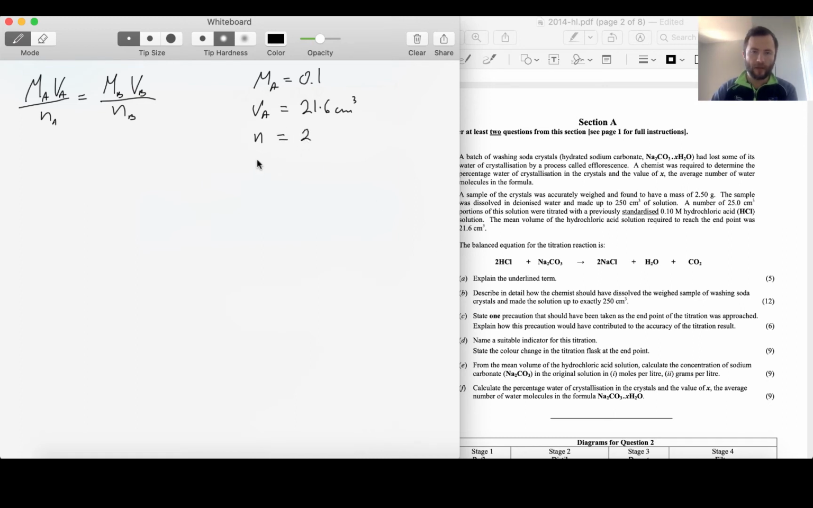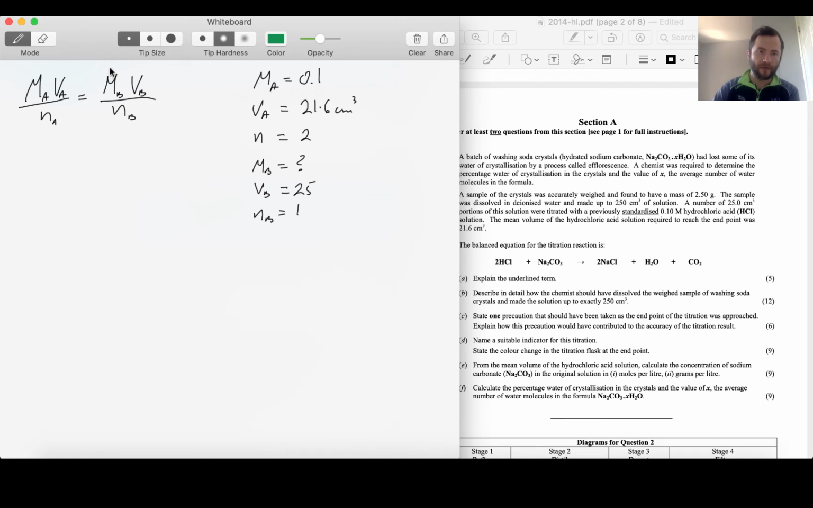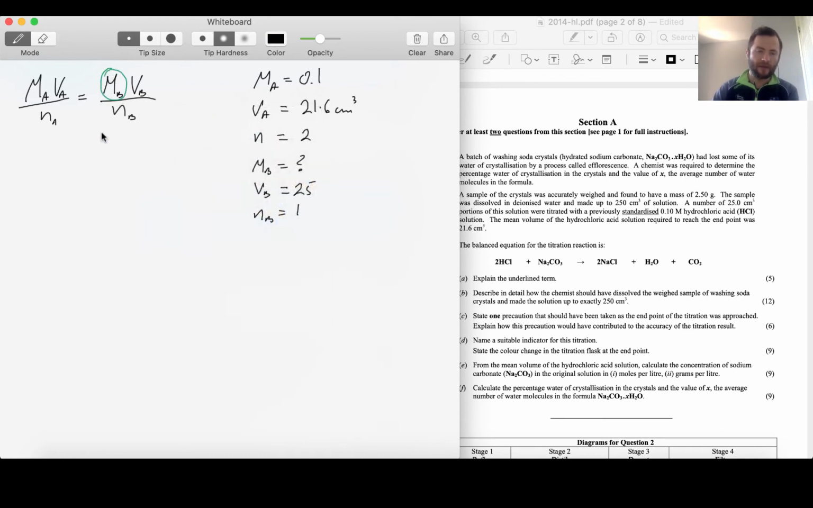And in a similar way, the molarity of the base is in fact the quantity that we're going to try and find. The volume of the base is given in the problem, and that's 25 cubic centimeters. And finally the number of moles of base equals 1 from the balanced equation. So what I'm trying to solve in this question is the molarity of the base. So before I start putting all the quantities in, I'm going to move this equation around so that the molarity of the base is given.